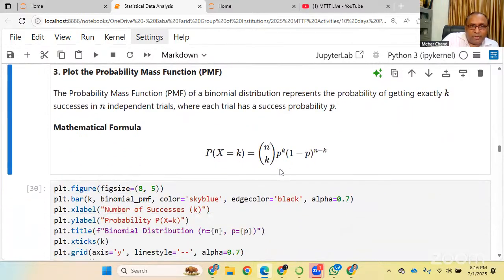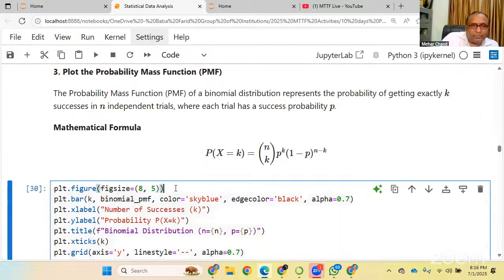This is the mathematical formula. Okay, so here what we do: plt.figure with figsize 8 by 5, then plt.bar with k and the computed values, binomial PMF. Color we are taking sky blue, edge color black, alpha 0.7, and everyone is familiar with the alpha. plt.xlabel, number of successes, ylabel, probability, and plt.title we have is the binomial distribution, n and p.